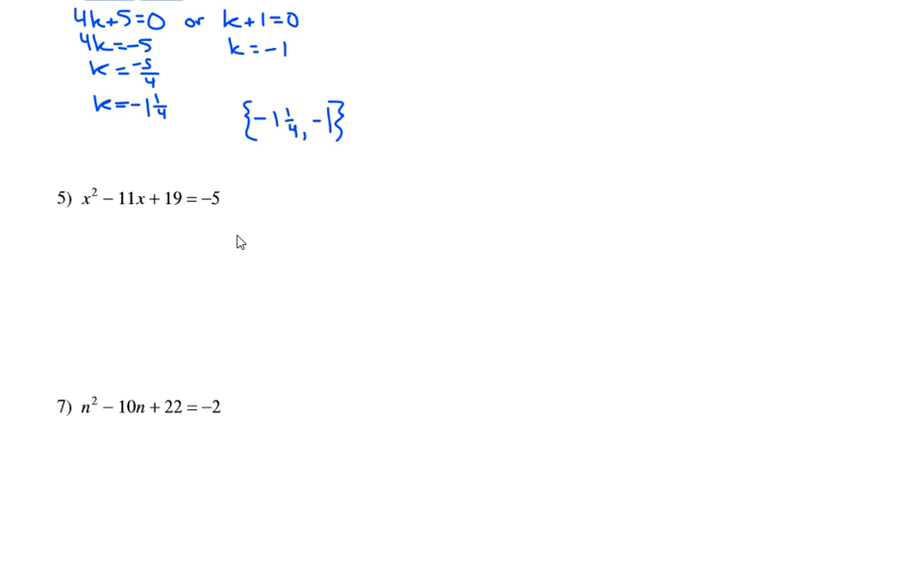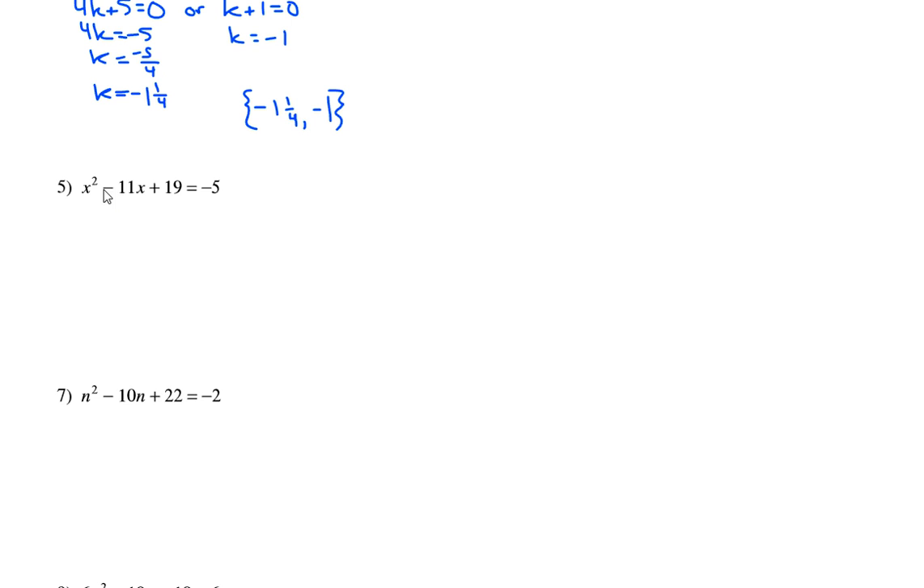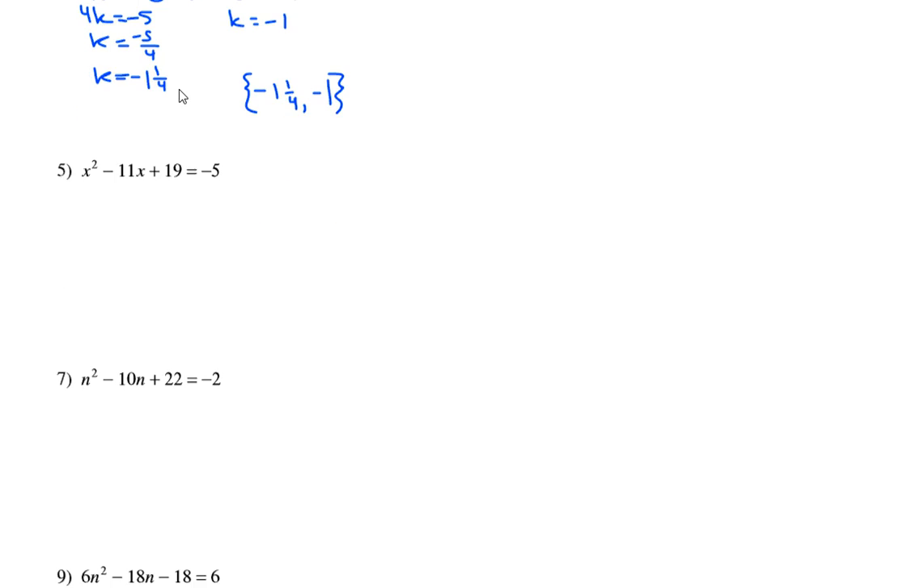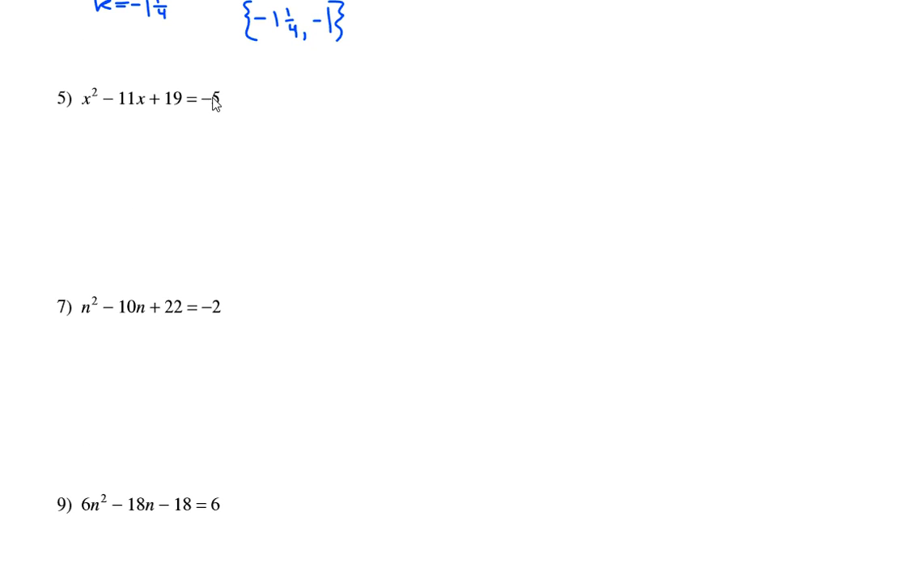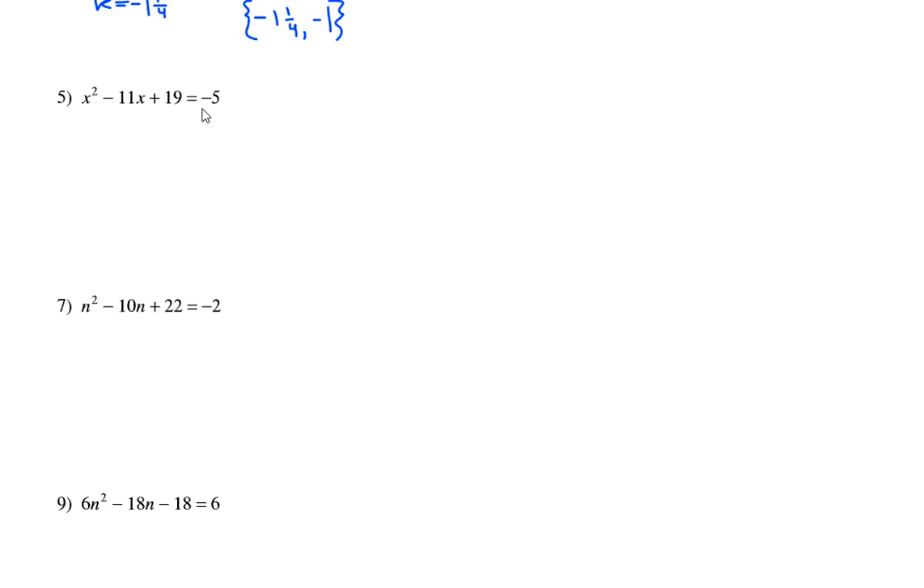All right, number 5. On this one, it's different. We don't have factored form already. Numbers 1 and 3 were given to us in factored form. This one we have to factor ourselves to make it look like this so that we can apply the zero product property. First things first, we need to get all of the values on one side of this equal sign because we need it equal to 0 to apply the zero product property. So I'm going to add 5 to both sides, and get x squared minus 11x plus 24 equals 0.